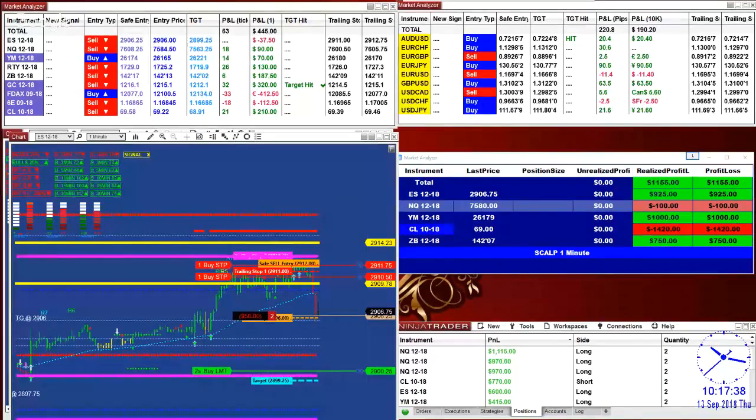We had the call on the Nasdaq, as I remember, a few minutes ago, and now you are 16, 17 ticks into the trade.